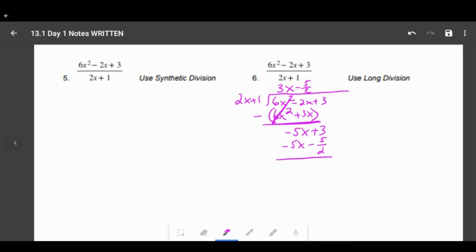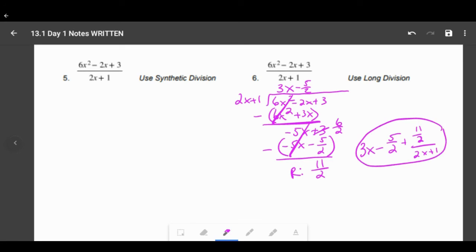And again, I'm looking to subtract the quantity. So again, nice, the 3x cancels. 3 minus -5 halves, so that's going to be +5 halves. If you're thinking, I have fractions, how do I add those together? What may be better is if you change this 3 to 6 halves, right? Common denominator. So 6 halves minus a negative, so plus 5 halves, gives me 11 halves. There's my remainder, and there's my answer.